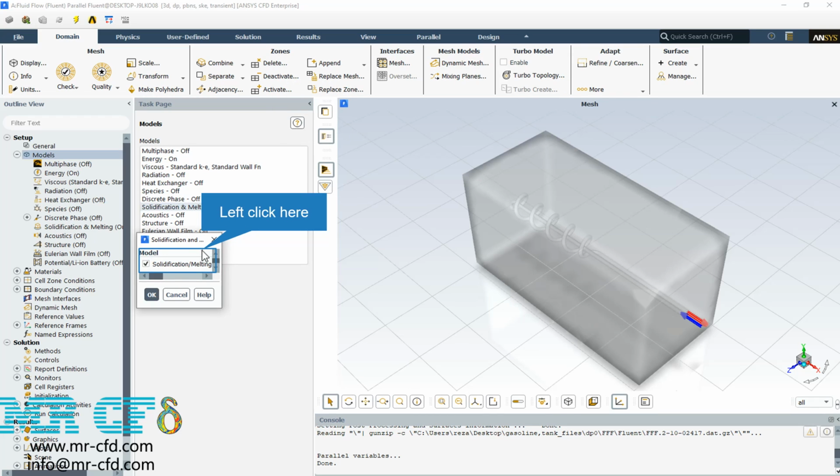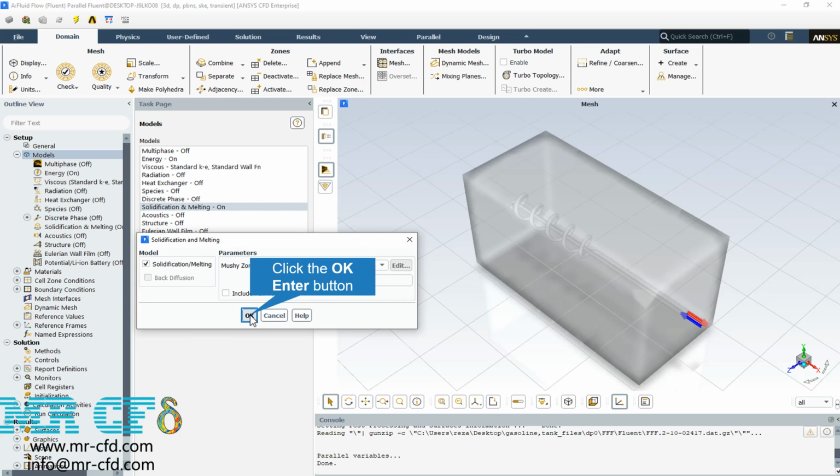The simulation is about phase change materials, so the solidification and melting module should be activated. So we click on the solidification and melting button and also define a mushy zone constant. The mushy zone constant measures the amplitude of the damping. The higher this value, the steeper the transition of the velocity of the material to zero as it solidifies. Very large values may cause the solution to oscillate.